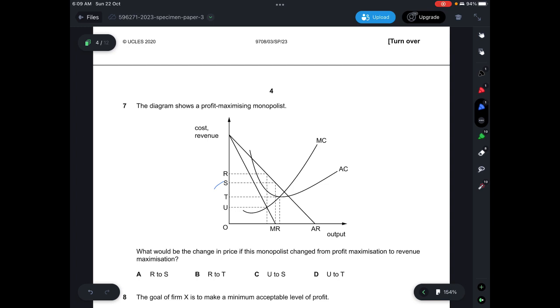Originally, if it's profit maximization, it would be where MC equals MR, so it would be at point U. But then you'll be selling at the price of R, so that will be from R to S, so the answer is A.